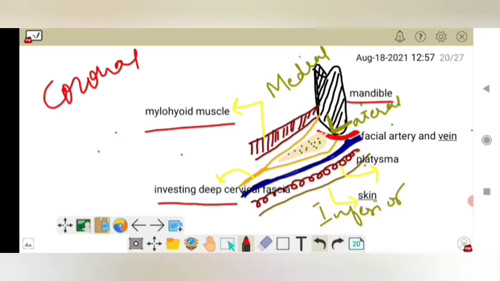Dissection, coronal section, then skin, then platysma, then investing layer of deep cervical fascia. This deep cervical fascia splits into two parts and covers the medial surface of the gland and inferior surface of the gland. Laterally why will it not go? Because laterally we have mandible.